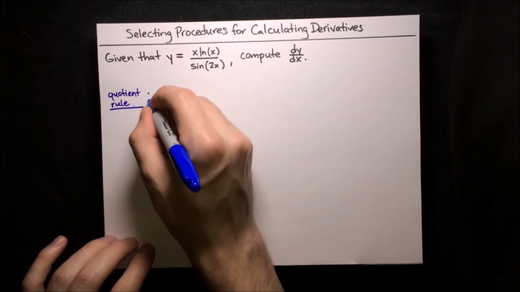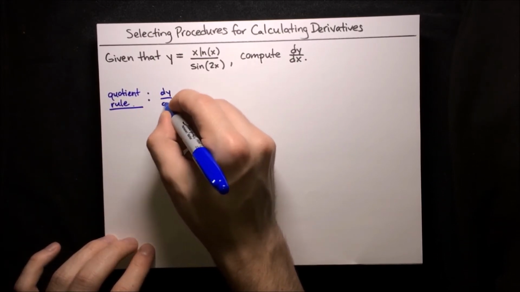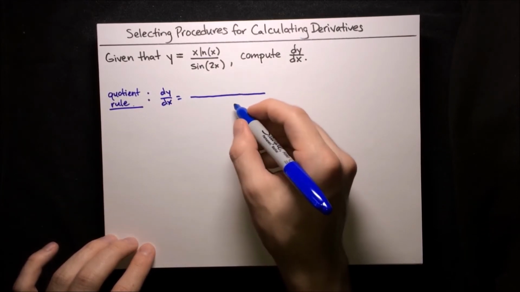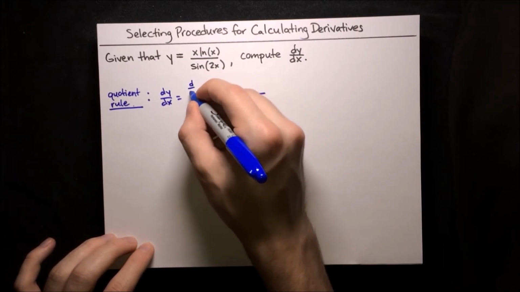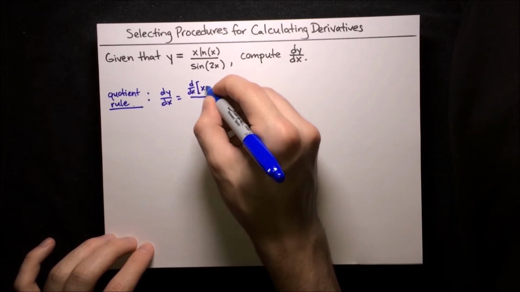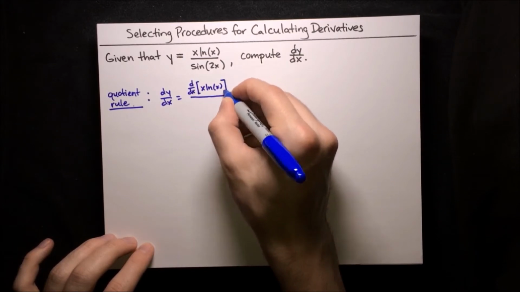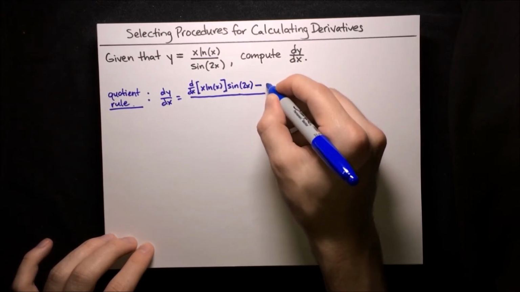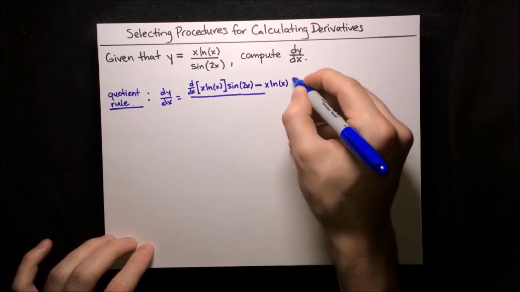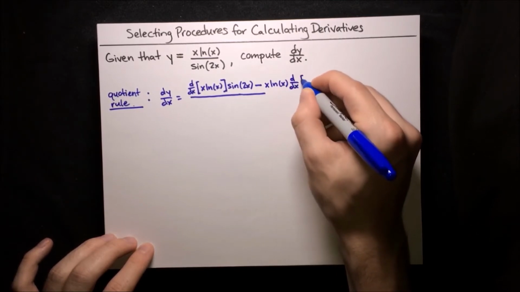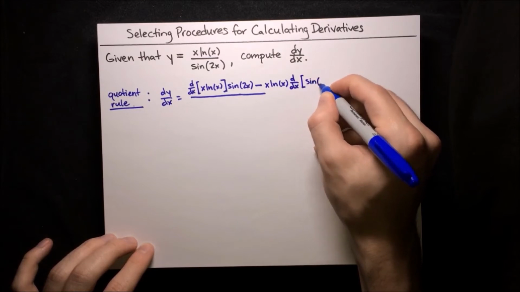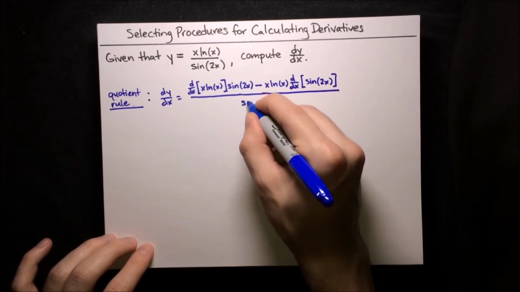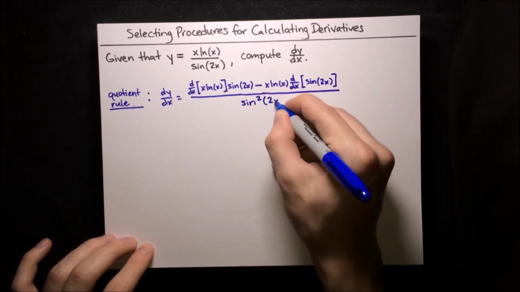And the quotient rule will tell us that dy dx is another fraction where the numerator consists of, first of all, the derivative of the original numerator, x times natural log of x, times the denominator, sine of 2x, and then minus the original numerator, x times natural log of x, times the derivative, d over dx, of the original denominator, sine of 2x. And that's all over the denominator squared, so sine squared of 2x.